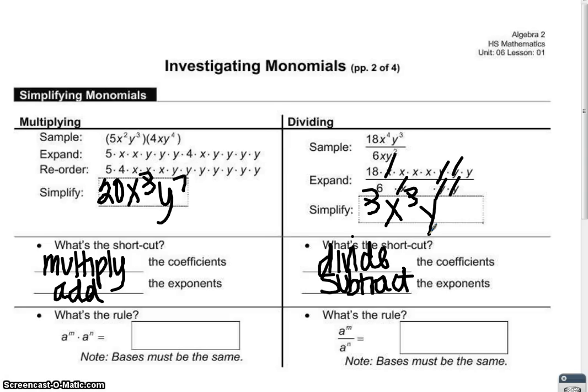So if I look at my two rules, I have a to the m times a to the n. So when I write it, it's a to the m plus n. Excuse me, that should be m plus n. Okay, and my next one from the division, I should have a to the m minus n. Now note that the bases have to be the same. Okay, so if they're not, then I can't add them together, meaning it has to be the same variables. So like my x's, I added those together, and my y's, I kept those together. So let's look at the next part of the page.